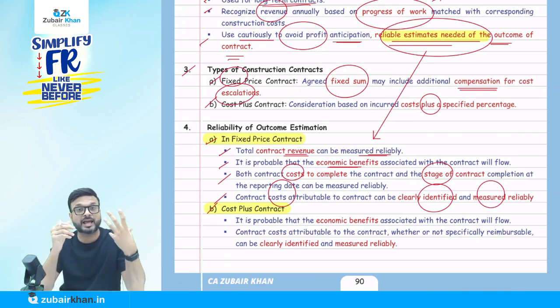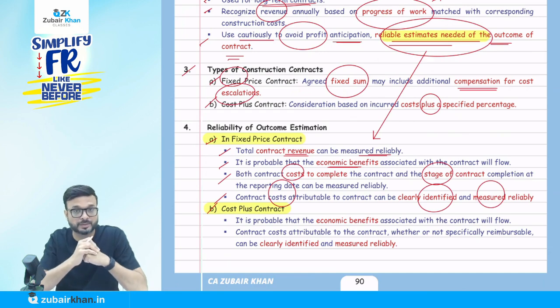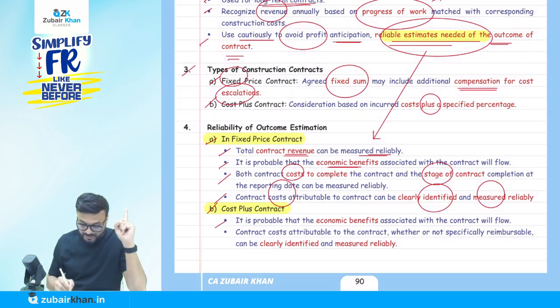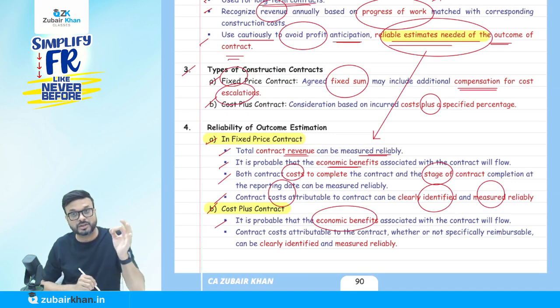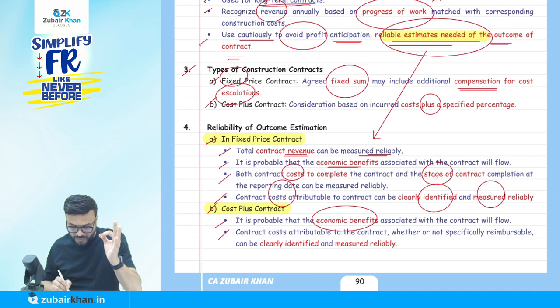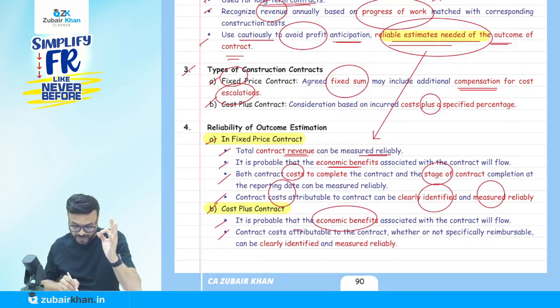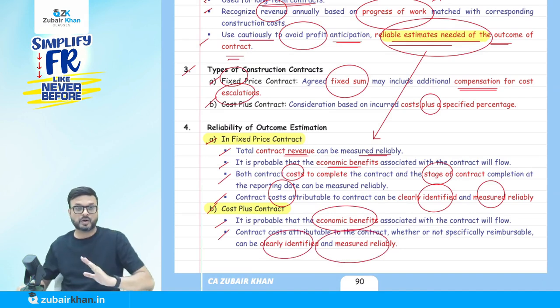So a reliable estimate should be possible when we talk about the percentage of completion method in the case of a cost plus contract: it is probable that the economic benefit associated with the contract will flow that way, meaning the contractor is going to receive the amount. The contract cost attributable to the contract, whether or not specifically reimbursable, can be clearly identified and measured reliably. The cost can be measured reliably.